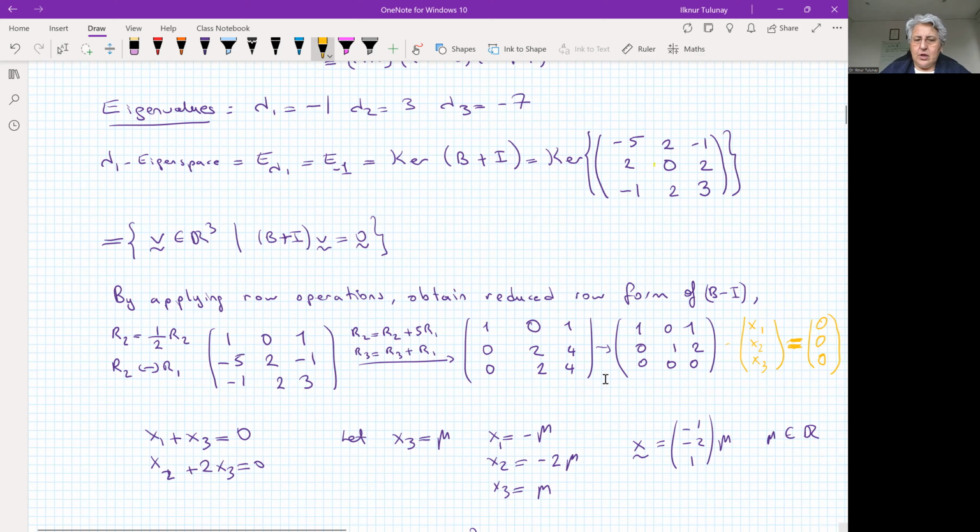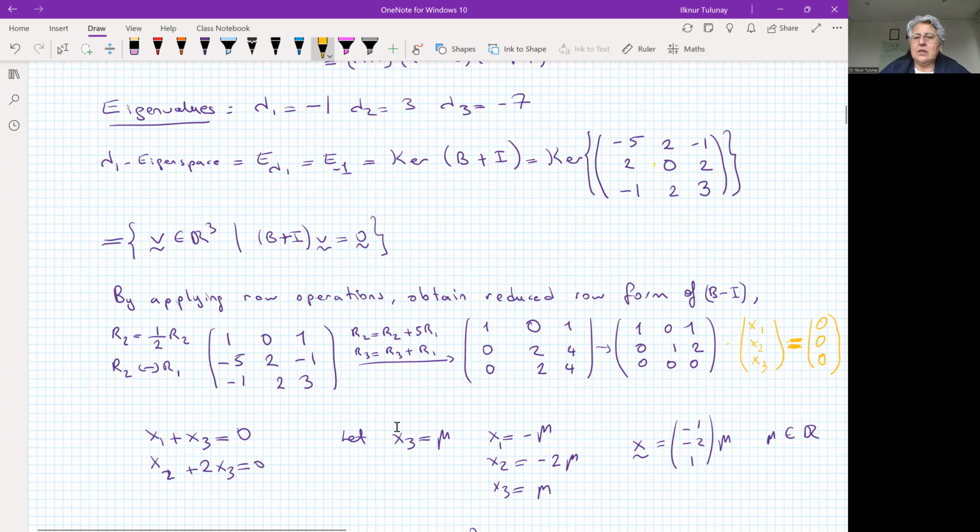Okay, for the first row, we have x1 plus x3 is equal to 0. From the second row, we have x2 plus 2x3 is equal to 0. The last row could be anything. That is 0 times x3 is equal to 0. It means that x3 is a free variable, a parameter for us.